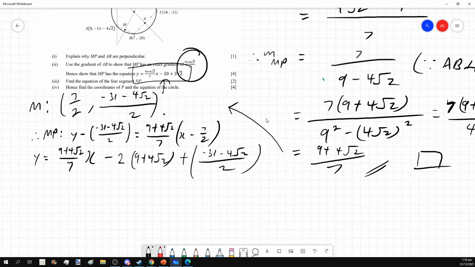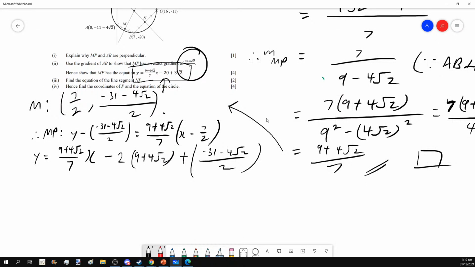Anyway, so from here, all we need to do is to simplify this result, and it should give us the following formulation.